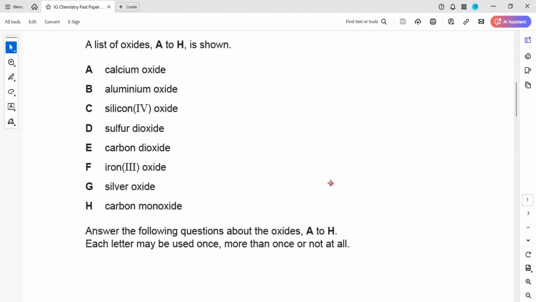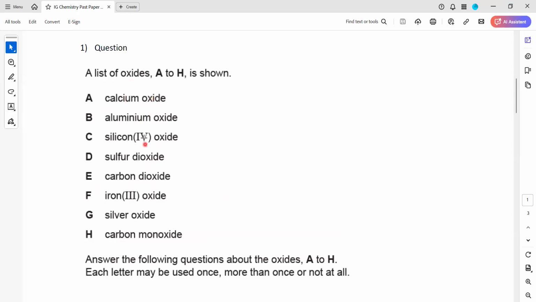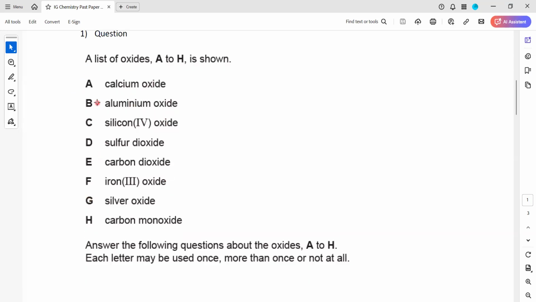You have to answer the questions about the oxides from A to H. You can use each letter once, more than once, or not at all. So you're not supposed to write the names of these oxides. You are supposed to use the letter instead of their names, okay? From A to H.